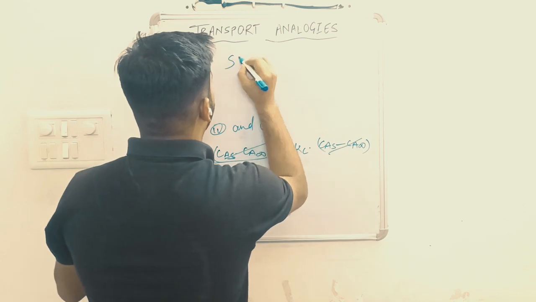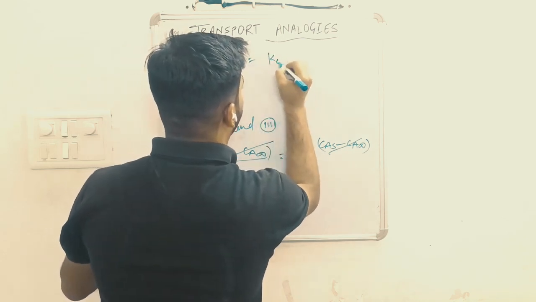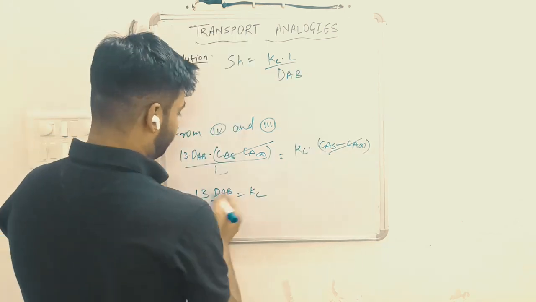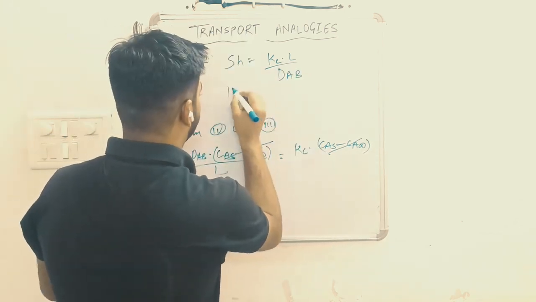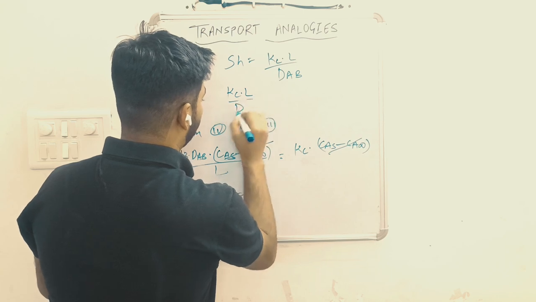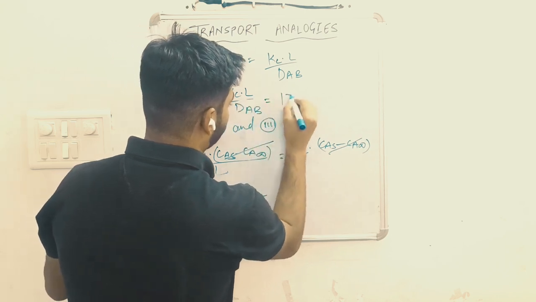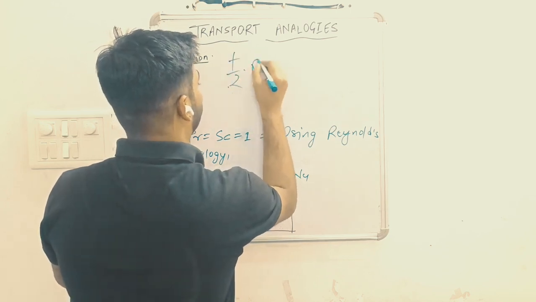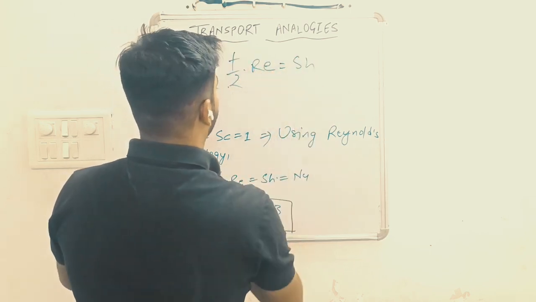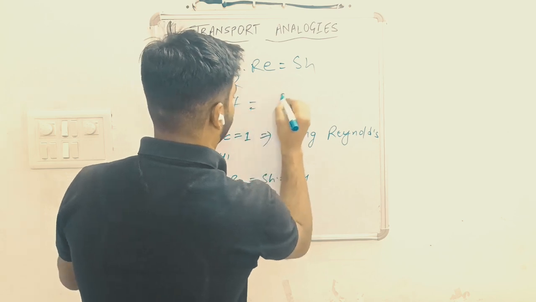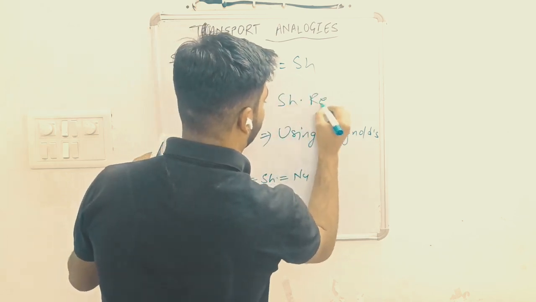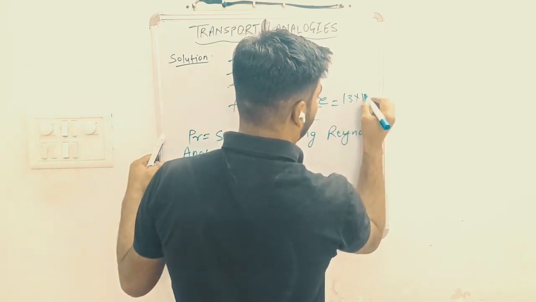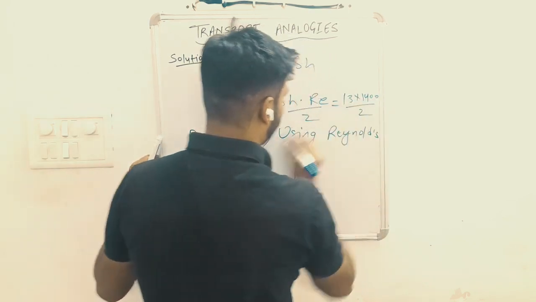Now we know that Sherwood number is equal to Kc into characteristic length upon dAB. So from rearranging this equation, we will get Kc into L upon dAB equal to F by 2 into the Reynolds number with Sherwood number. We will get F is equal to Sherwood number into the Reynolds number by 2, which is 13 into 1400 divided by 2.